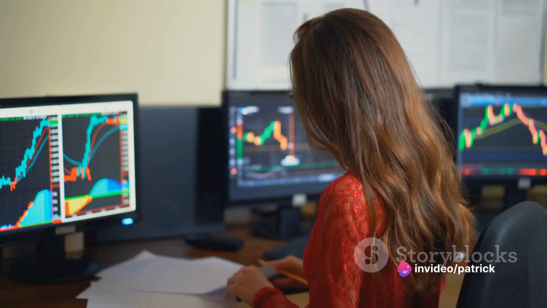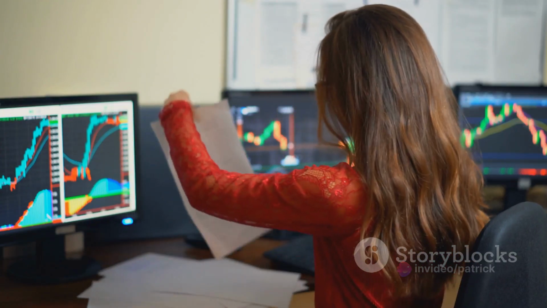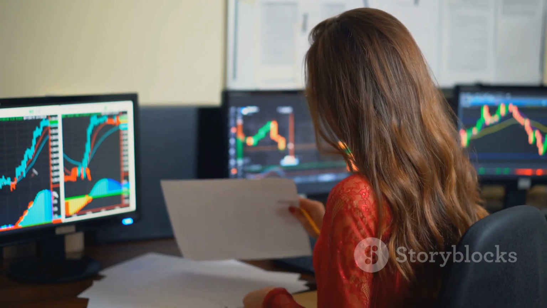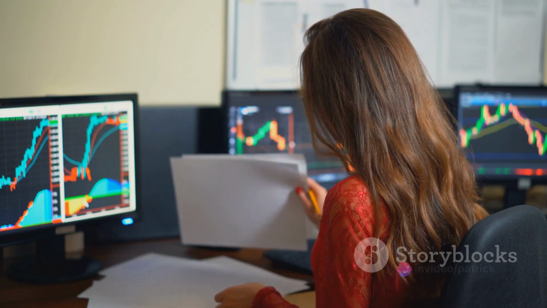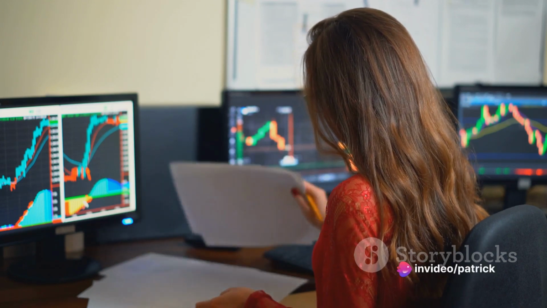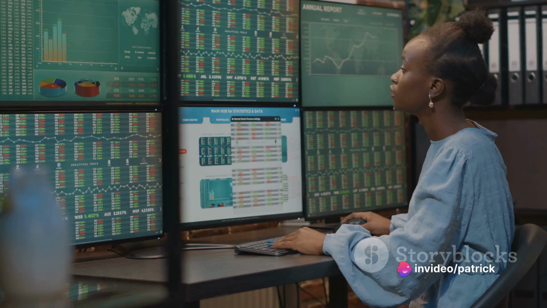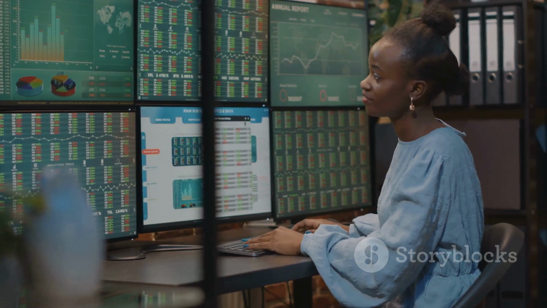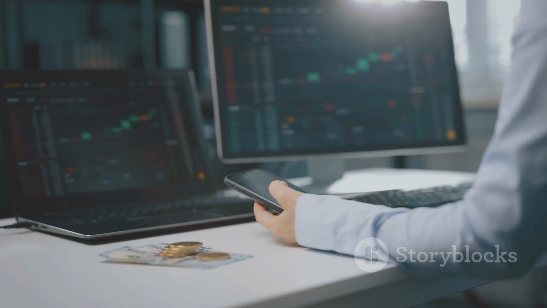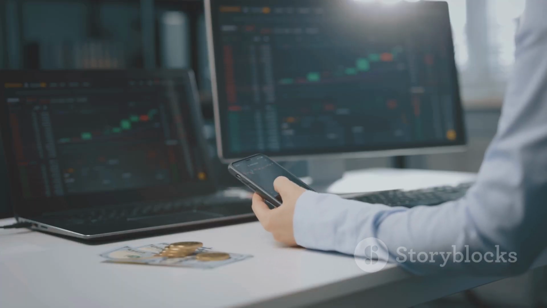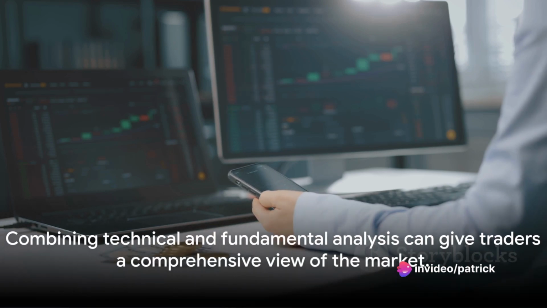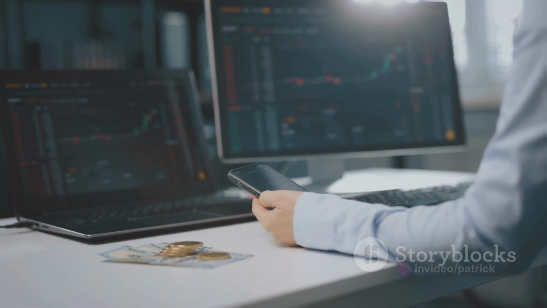Fundamental analysis is not about pinpoint accuracy. Rather, it's about understanding economic trends and market sentiment. It allows traders to make educated guesses about future currency movements based on current economic conditions. Remember, no single method can predict market movements with absolute certainty. Both technical and fundamental analysis have their strengths and weaknesses. However, when used together, they can provide a more comprehensive view of the market.